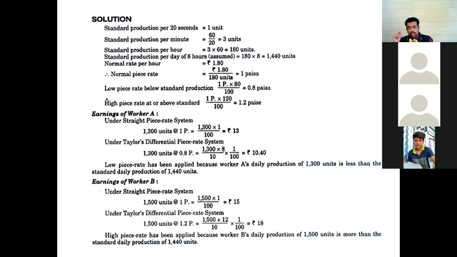So earnings of worker B under straight piece rate method is 1500 units at 1 paisa, that is 1500 into 1 divided by 100, equal to rupees 15. And under Taylor differential piece rate system, 1500 units at 1.2 paisa is equal to 1500 into 12 divided by 10 into 1 by 100, that is rupees 18. Here, very important, the high piece rate has been applied because worker B's daily production of 1500 units is more than the standard daily production of 1440 units.